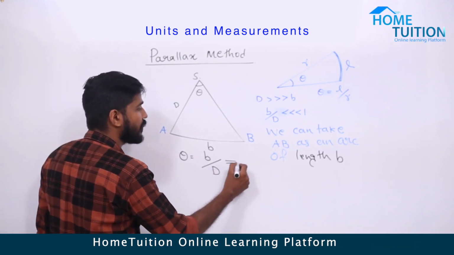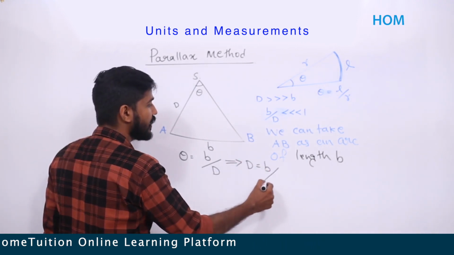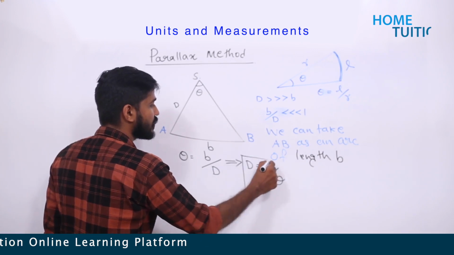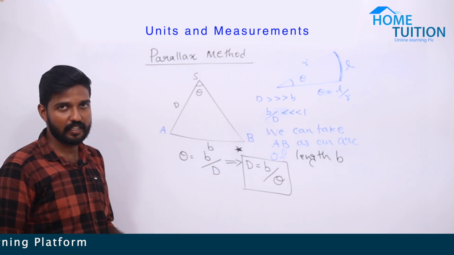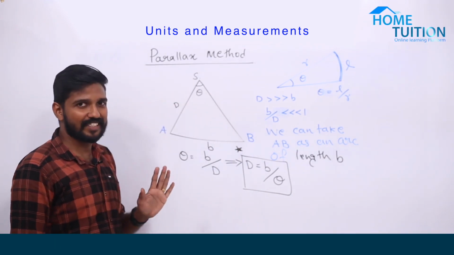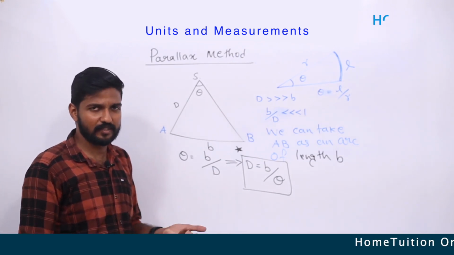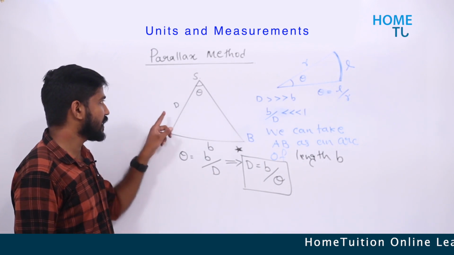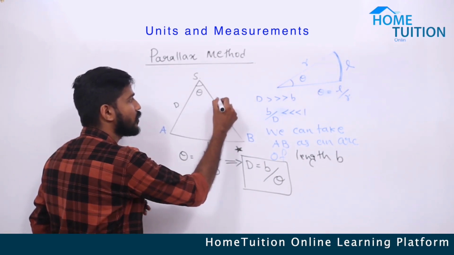Clear? So which implies what will be D? D equals b by theta. Clear? So I will explain once more. Suppose this is a star or a celestial object or a planet, whatever. And this is capital D. This will also be D.